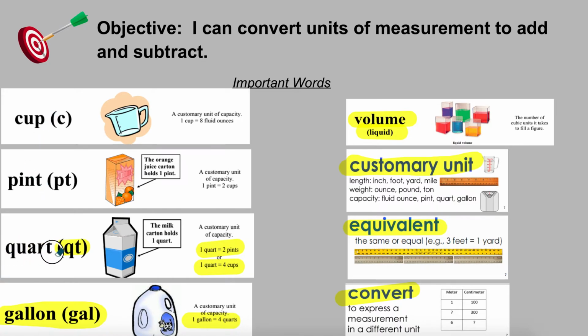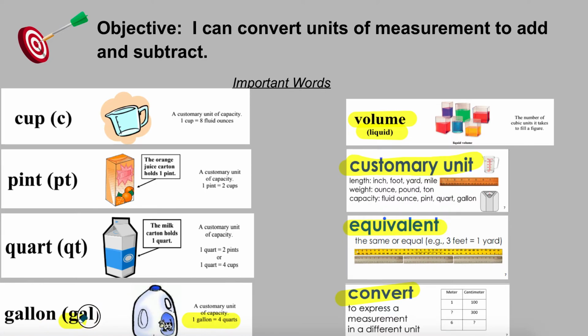Now we're going to go to the next one, a quart. A quart right here. A quart is 2 pints. And a quart is 4 cups. So these are conversions. They're how they relate to each other and what they are equivalent to. Just like in ounces and pounds and just like in inches and feet and yards, this is liquid conversion.